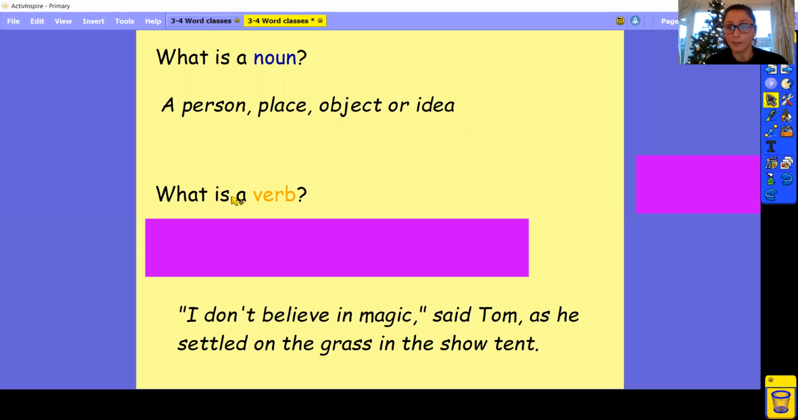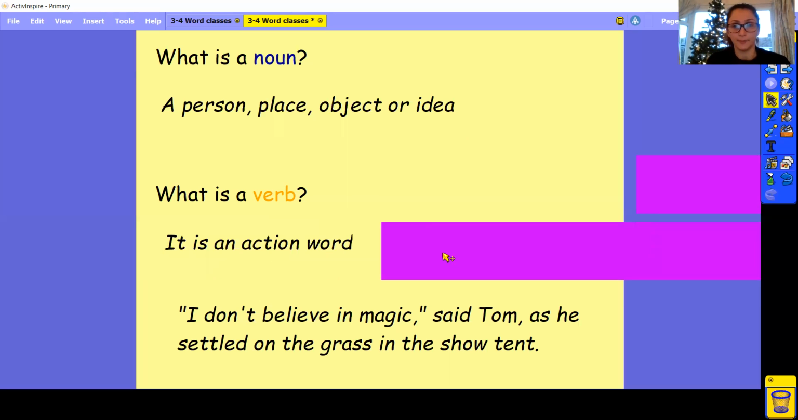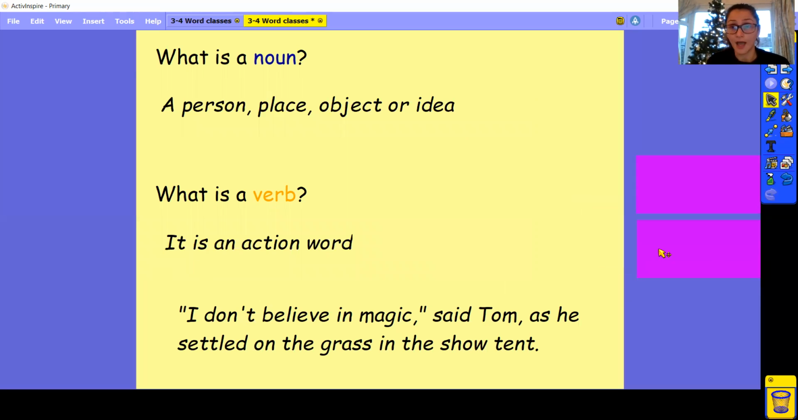So I would like you to have a quick pause and think what a verb is. Can you give any examples of a verb? Have a pause, have a think. So we got a verb is an action word. It's a doing word. So we had this sentence yesterday. So I don't believe in magic, said Tom, as he settled onto the grass in the show tent.